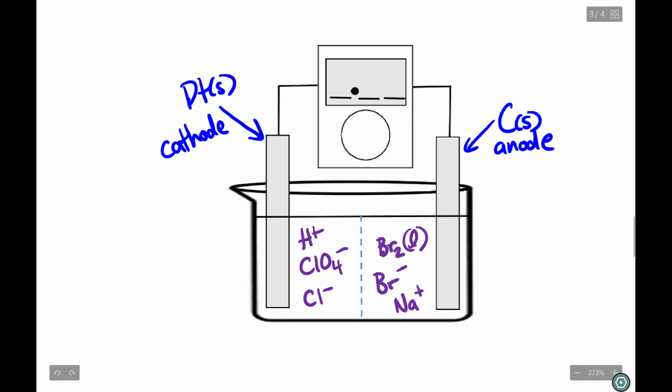So we know that electrons move from anode to cathode through the wire. So that would be my electron flow. We know cations like to move towards the cathode because that's where the negatives are going. So I could have my hydrogen ions going that direction, my sodium ions going that direction. And I have to have my anions going towards the anode. So I'm going to have the ClO4 minus going this direction, the Cl minus going this direction, the Br minus going this direction. So there's our 3 sets of flows.